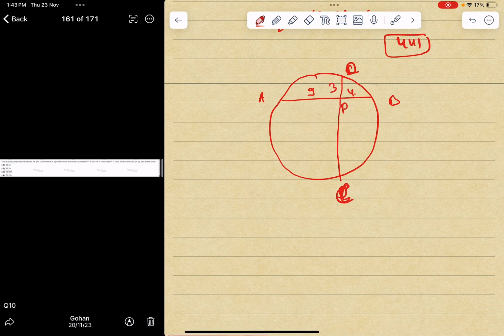The question is, what is the area of the circle? Very easy. We can find the length of this CD. How? 9 into 4 equal to 3 into x. This property you must know. So 36 divided by 3, we got 12.